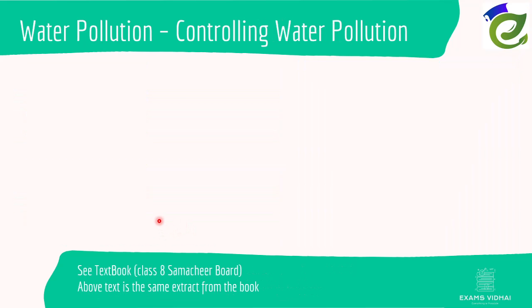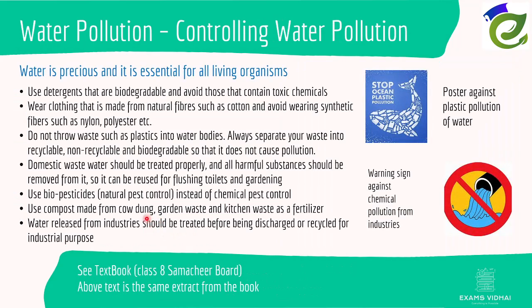So, how do we control water pollution? You can use biodegradable detergents, not synthetic detergents. You can wear clothes of cotton and not synthetic materials like nylon. Instead of throwing plastic into water bodies, we should recycle plastic and dispose of non-recyclable objects separately and maintain them properly. The rest of this extract is also given in the textbook.